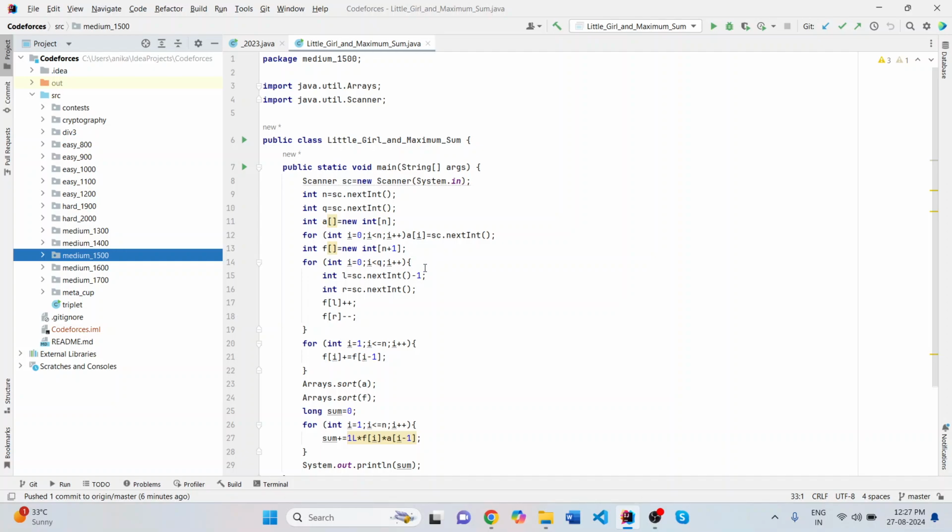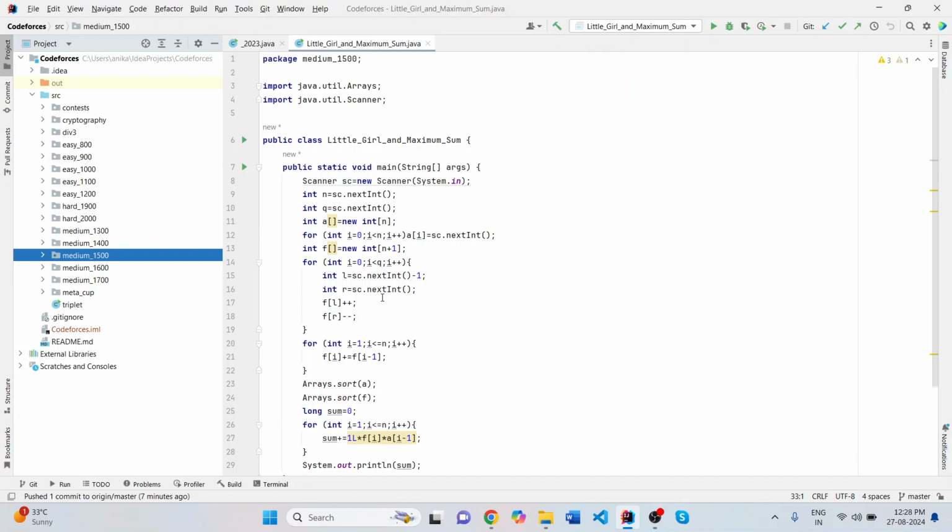Now for Q queries, we shall take the input. These are one-indexed, so we shall subtract 1. R we already had to include, so it is fine. It is already ahead one step. So L and R we have taken. Now what we had to do, we had to increase for L. Increase the frequency for L means this range starts at this L index. So we had increased the frequency of L, and at R this range ends, so we have decreased the frequency of R.